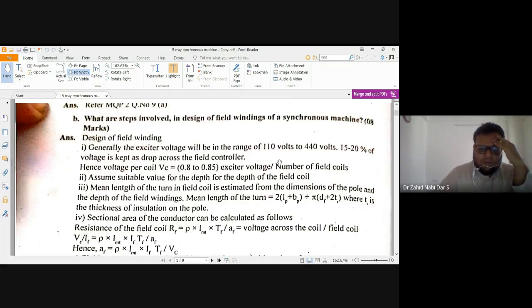Suppose we have to assume the value of the depth of the field coil, and a suitable depth is assumed for the field coil, and the mean length of turn in the field coil, this LMT, which we have already described earlier, is estimated from the dimensions of the pole and depth of the field windings. So dimensions of the pole are, see, this is like a rectangle. For the perimeter of a rectangle, it would be two times length plus breadth.